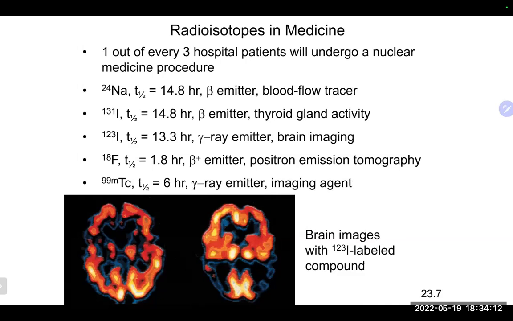So to finish up here, talking about radioisotopes used in medicine, as we touched upon, there are obviously a lot of radioactive isotopes used in medicine. And clearly, you would definitely want something with a short half-life. You don't want something that's going to be around years and years down the road. So here are some examples. Sodium-24 is used as a blood tracer. Iodine-131 is used for thyroid gland activity. Also iodine-123 for some brain imaging.